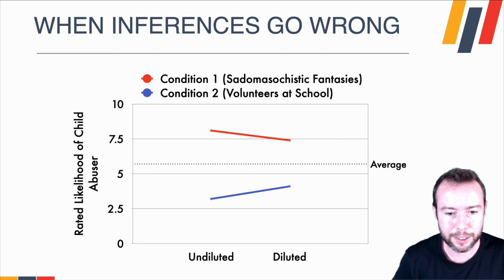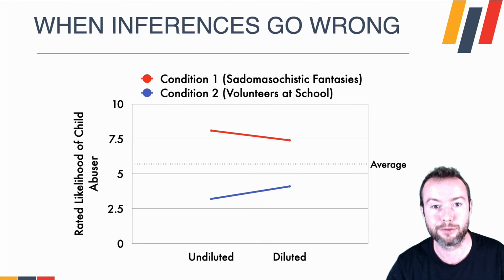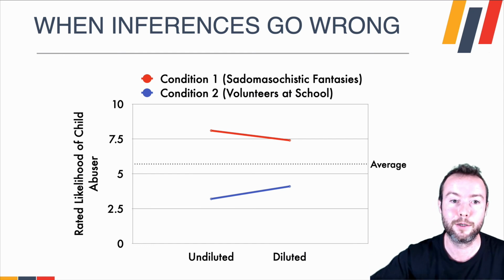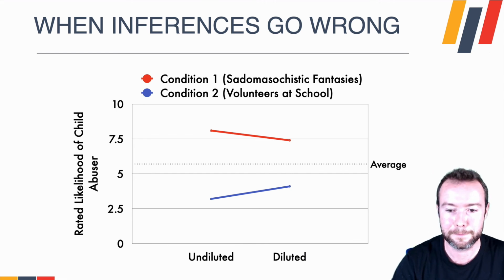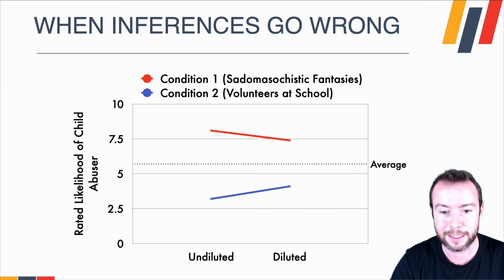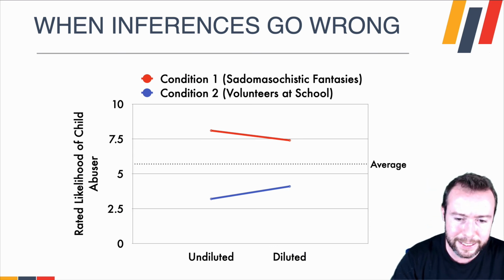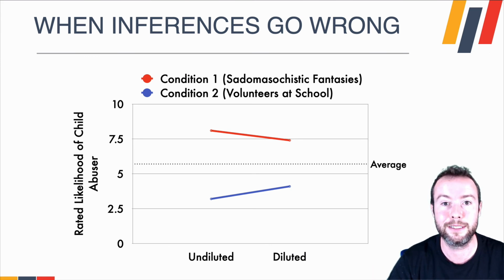And this is what they find. So the undiluted condition, which we've plotted on the left-hand side, is the results when you're just given the diagnostic information. The diluted is when you're given the diagnostic plus the non-diagnostic, or the kind of irrelevant, information. And then what's plotted here in red is condition 1, where you're told that he has these sadomasochistic fantasies, versus condition 2, that he volunteers at the school. And the key thing here is that in both of these conditions, receiving that non-diagnostic information effectively reduces the extremeness of that typical response that you got.